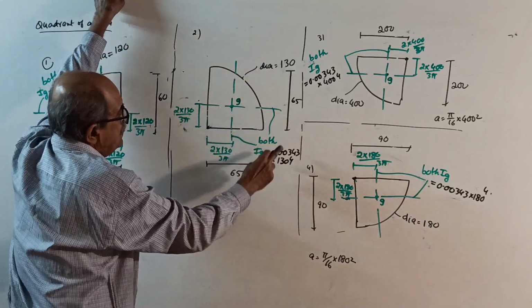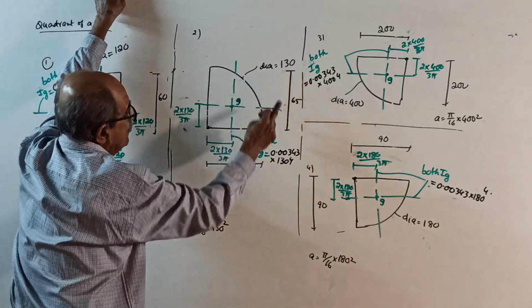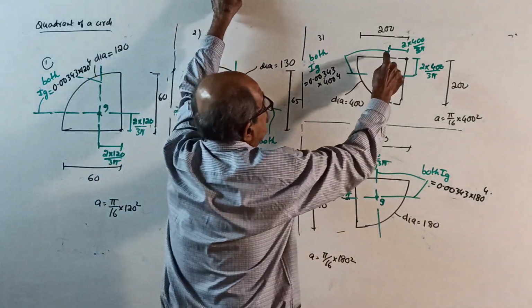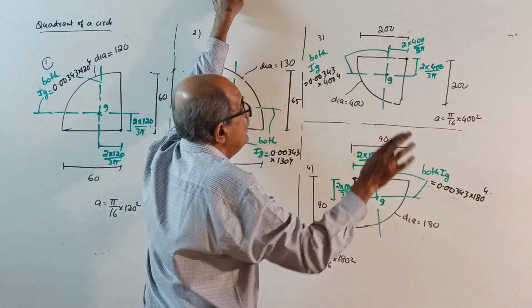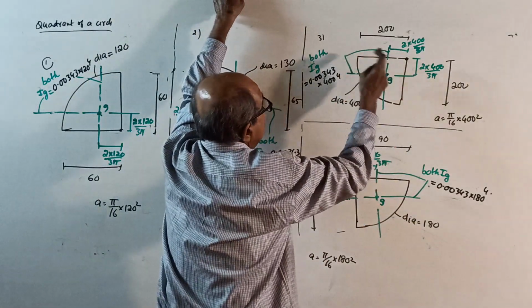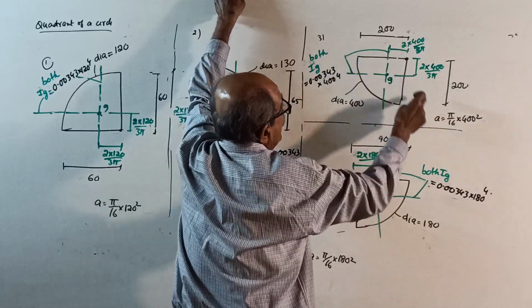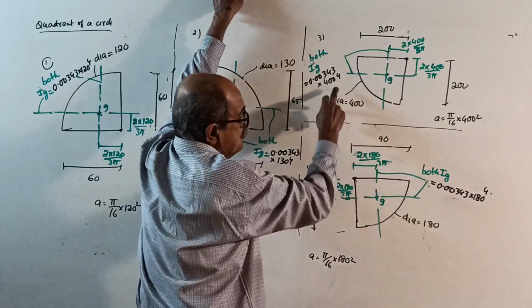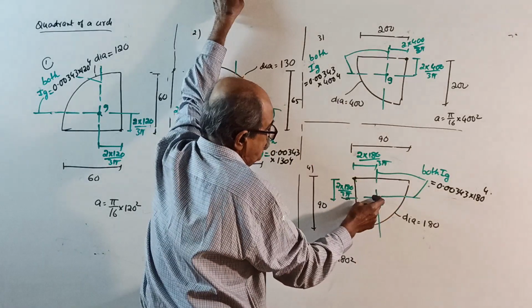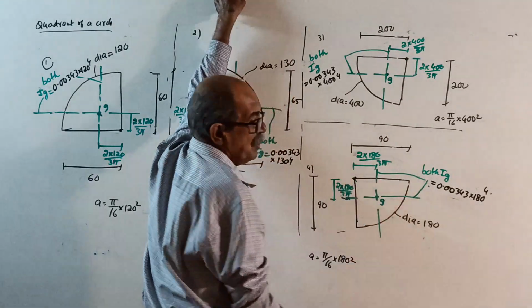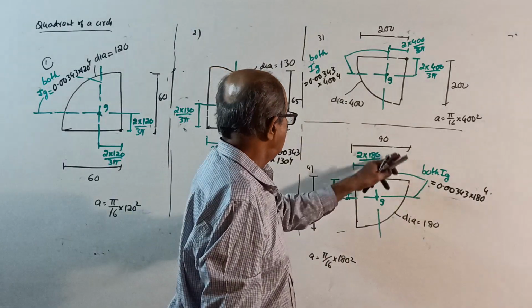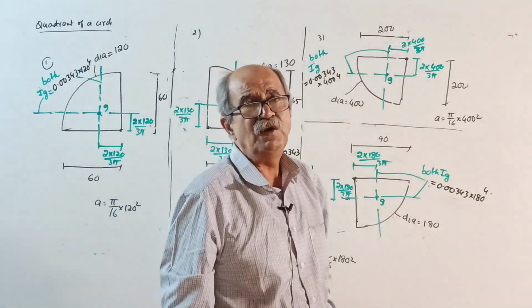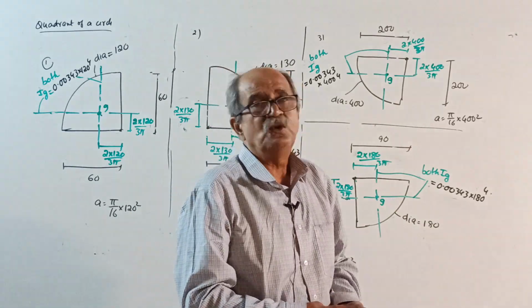Both this IG, 0.00343 into diameter 130 power 4. Both this, if you want to write separately, both the IG are 0.00343 into diameter is 400, 400 power 4. Both the IG, this and this, both IG, 0.00343 into diameter is 180, 180 power 4. Okay, over. So, that's all.